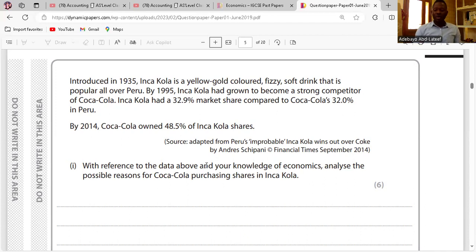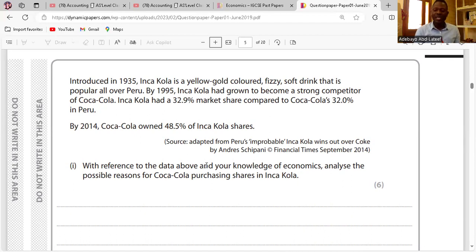Second point. Coca-Cola's purchase of shares in Inca Cola means competition reduces, as Coca-Cola no longer competes with the so-called market leader. Inca Cola is the market leader. So by investing in Inca Cola, Coca-Cola does not need to compete with Inca Cola anymore. So Coca-Cola literally becomes the market leader.